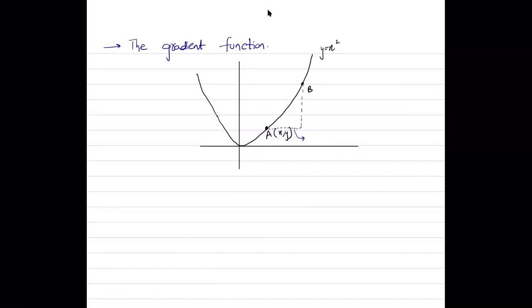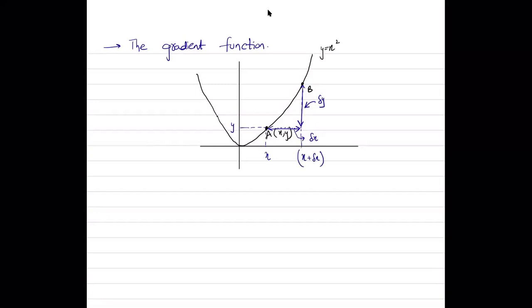I'm going to denote that small change in x by delta x, and the small change in y by delta y. So if point A had a coordinate of (x, y), would you agree that point B's x coordinate is going to be x plus delta x?